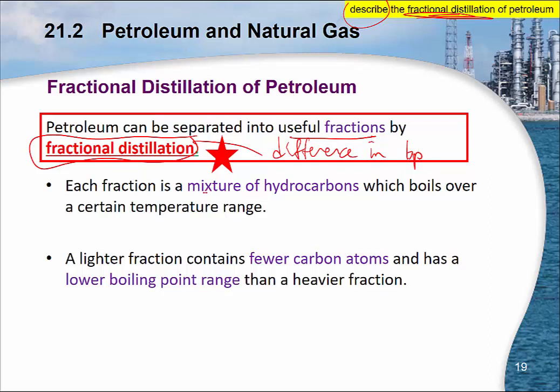Each fraction is a mixture of hydrocarbons and it boils over a certain range of temperature. The lighter fraction contains fewer carbon atoms and has a lower boiling point range than the heavier fraction. Now, the lighter fraction refers to smaller molecules.